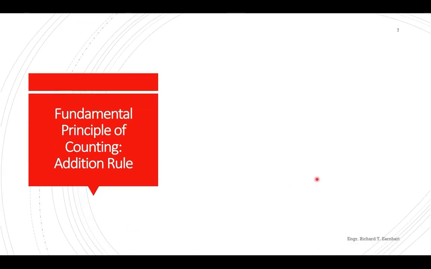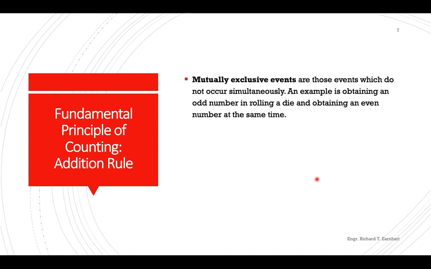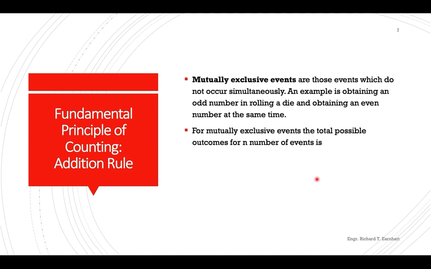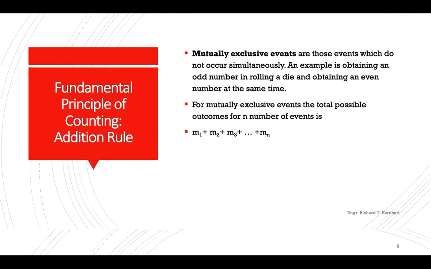Okay, so let's have the fundamental principle of counting, the addition rule. Mutually exclusive events are those events which do not occur simultaneously. For example, in rolling a die, obtaining an odd number and an even number at the same time are mutually exclusive events. So for mutually exclusive events, we add these possibilities.